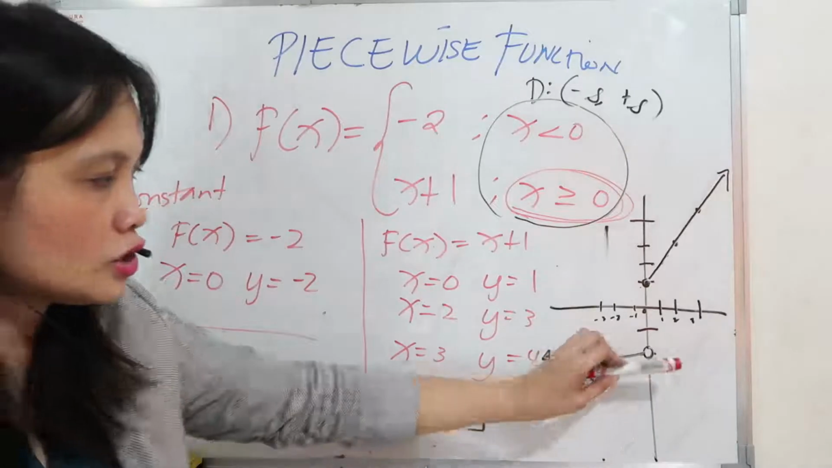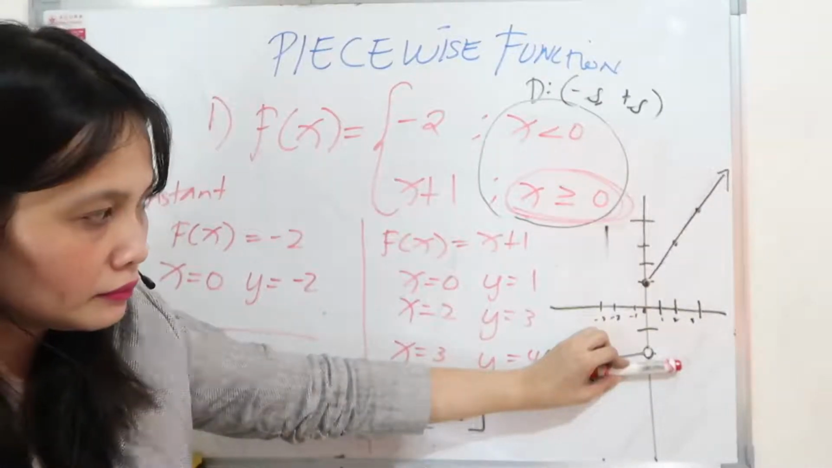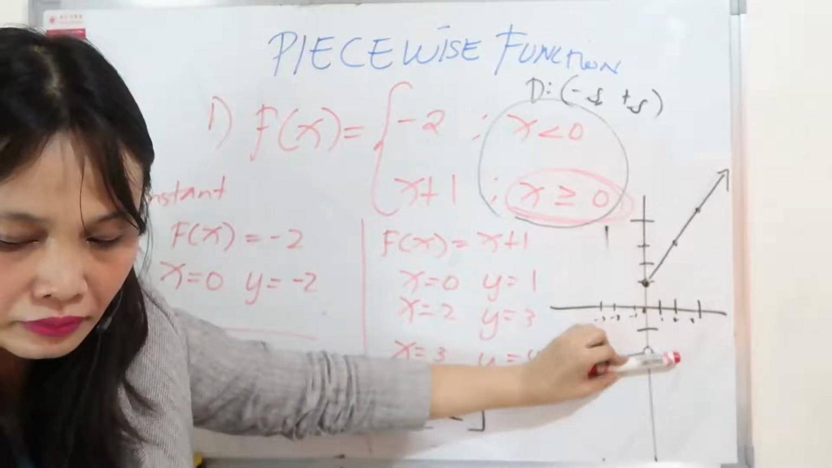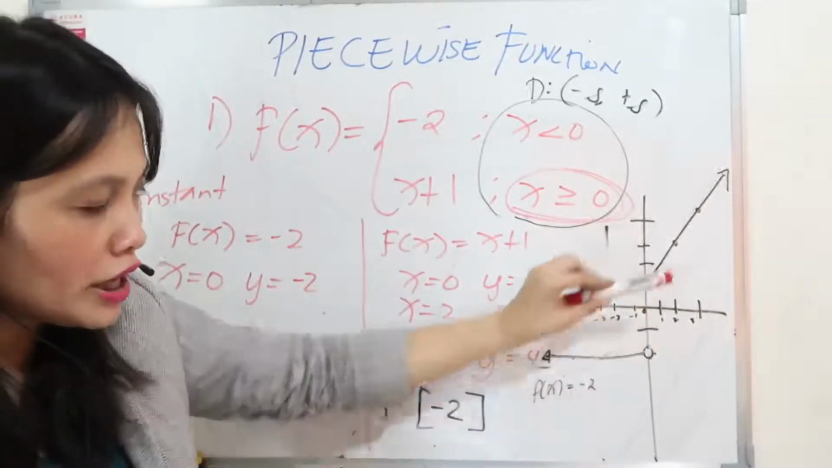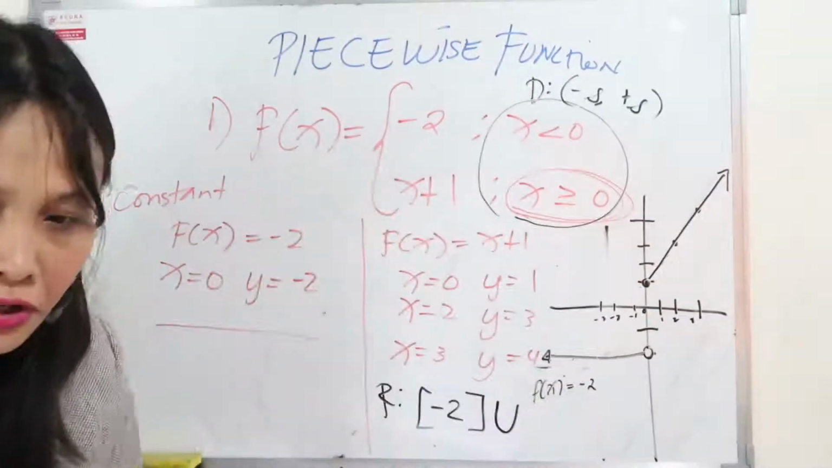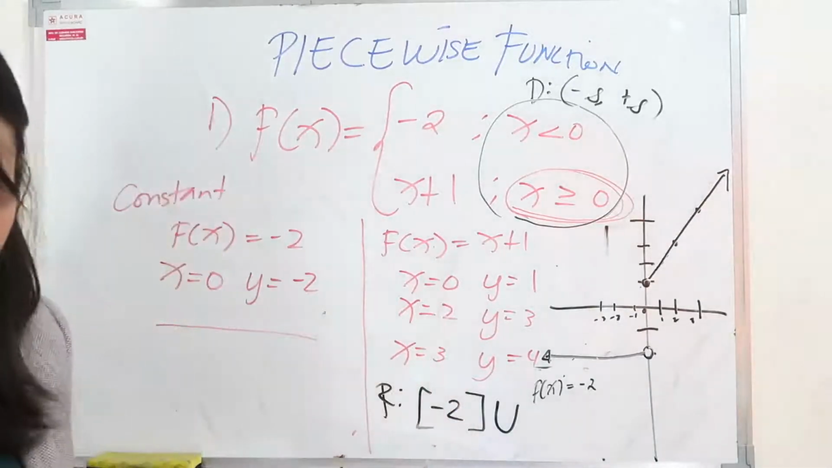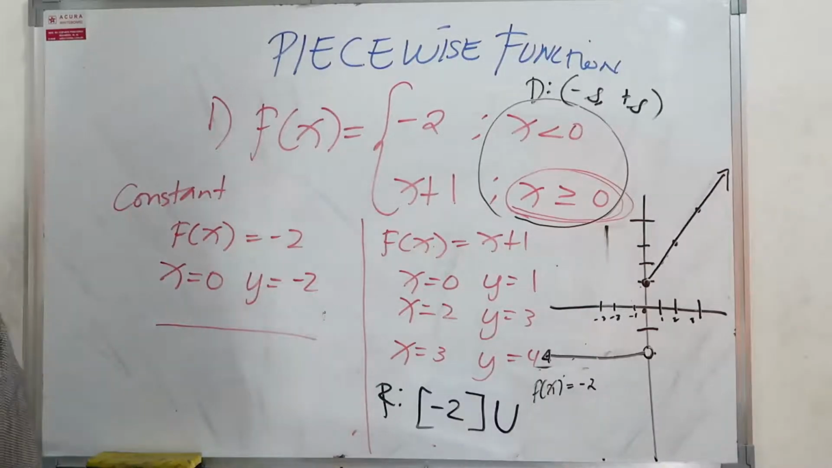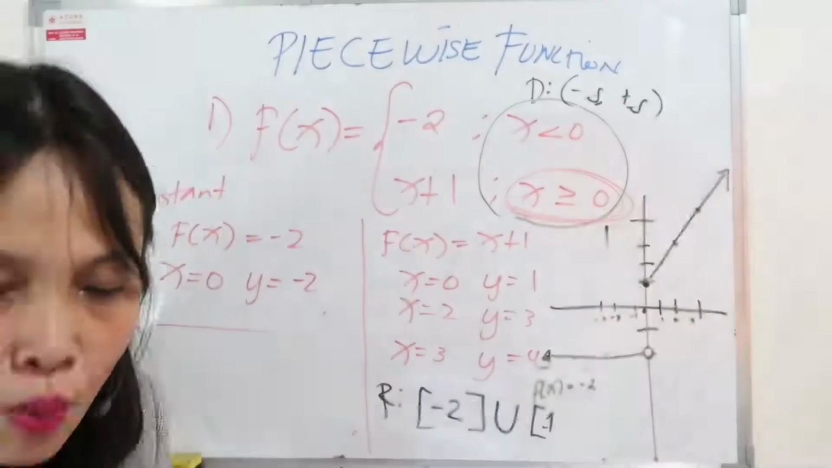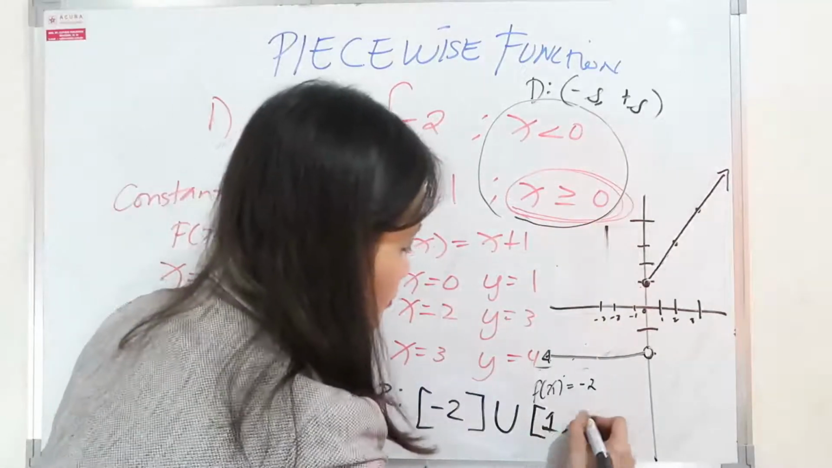So this is your lowest value of y. Then what's the next value of y? After negative 2, what's the next value of y? Okay, 1. So your range will be negative 2 union. Is it parenthesis or bracket? Okay, bracket, 1, going to positive infinity.